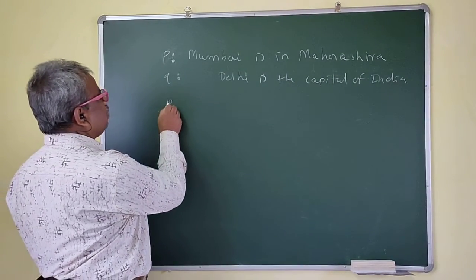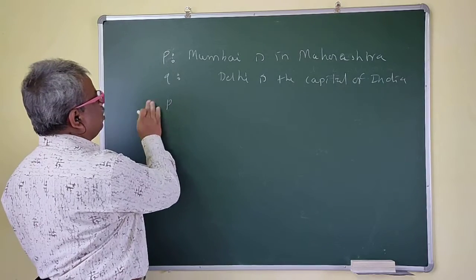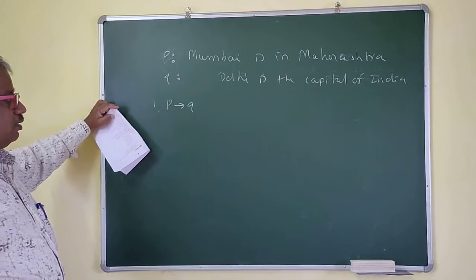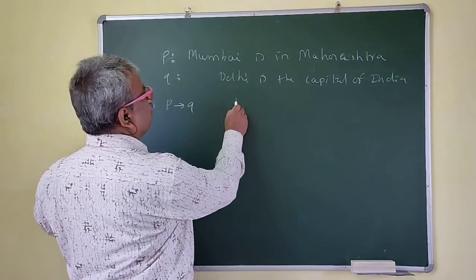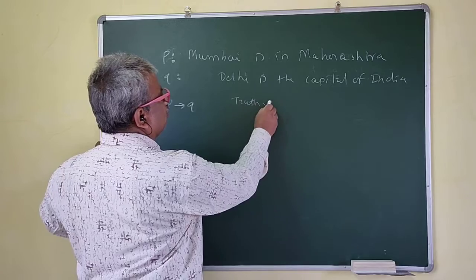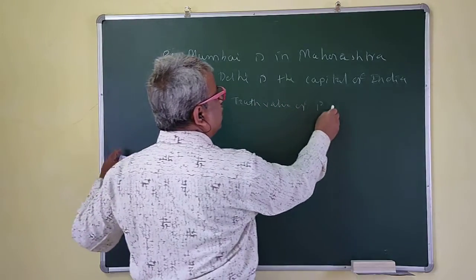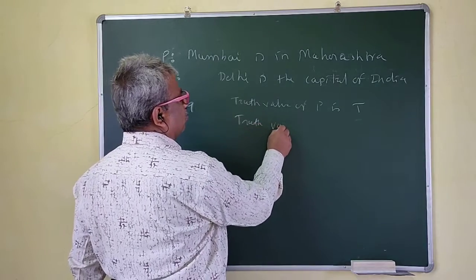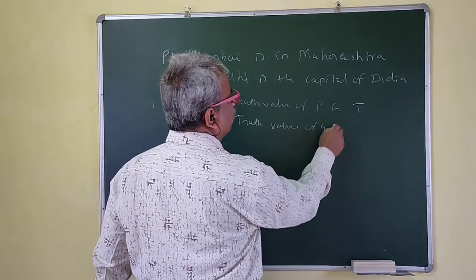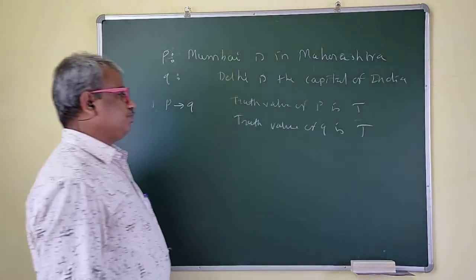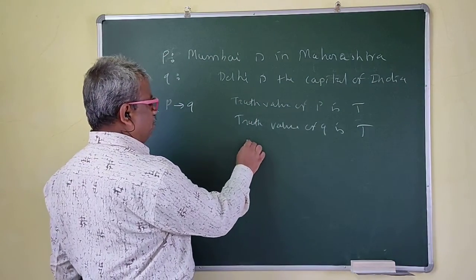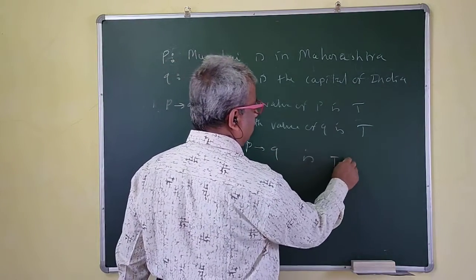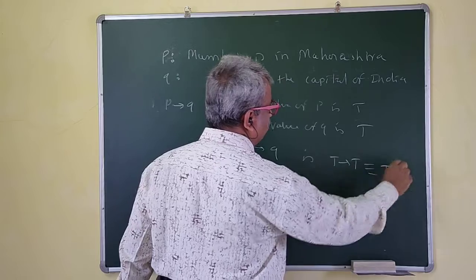Now the symbolic representation is what? P implies Q is your symbolic representation. Now what is the truth value of P? The truth value of P is T. The truth value of Q is also T. Then the truth value of P implies Q is T implies T, and this is equivalent to T.